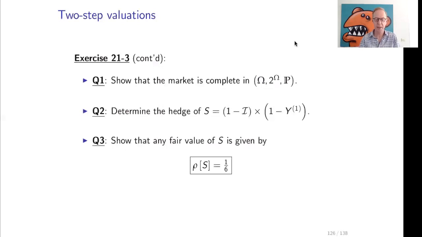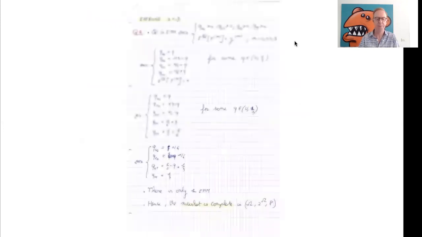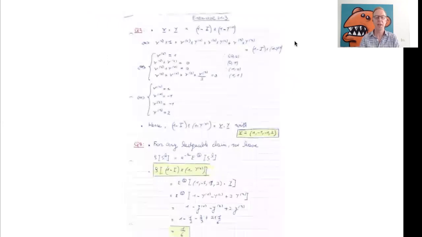The second question then: let us determine the hedge of S, which is 1 minus I multiplied by 1 minus Y1. S is hedgeable because our market is complete, so let us look for its hedge. Let us denote the hedge by nu. The time 1 value of the hedge, nu multiplied by Y, must be equal to S, or 1 minus I multiplied by 1 minus Y1.